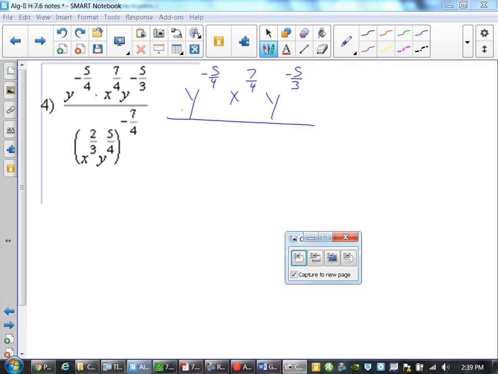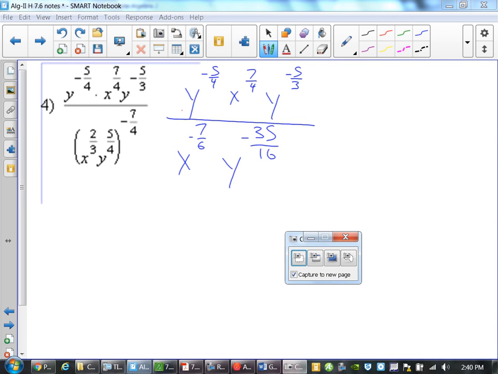Power to power, I have to multiply to both of them. So let's see, 14 over 12, 7 over 6. So it's x to the negative 7/6. And then y to the negative 35/16. Okay. I've distributed the power to power part. At this point, I'm going to make everybody happy and move stuff around.